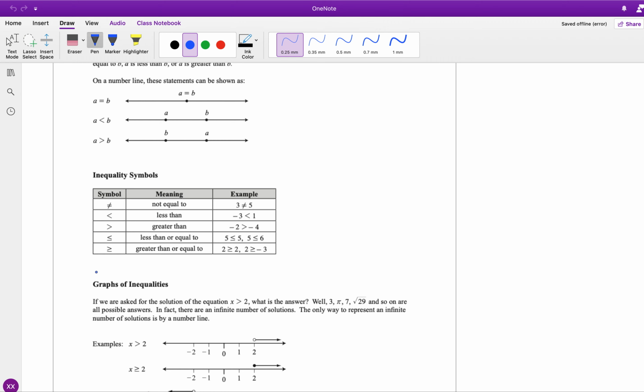Now, the focus in this section, one of them, is called the graph of inequalities, or another way to say it is the graphical representation of an inequality. Now, what does that mean? Well, we use a number line to represent a number, right? So if this is a 0, and this is 1, and then this is a -1, all right?